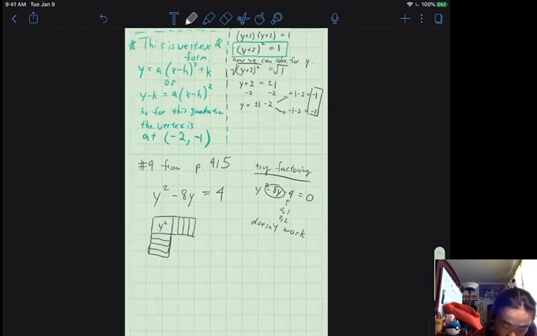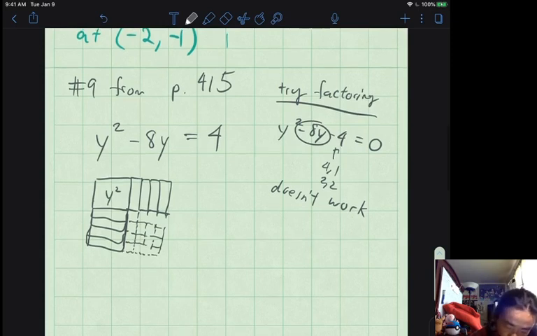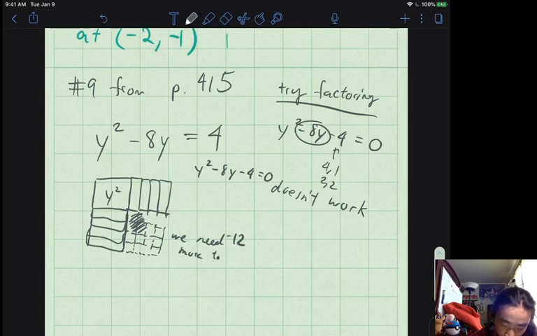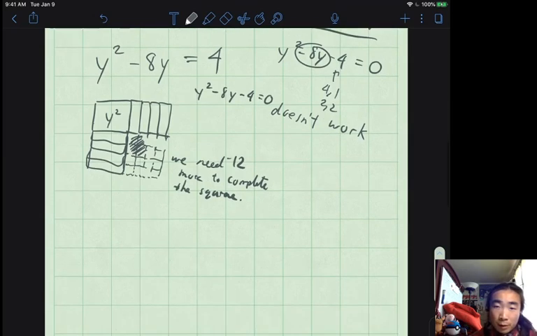So those are all y's, and we notice over here that there should be a total of 4 by 4, or 16 ones. Okay? And right now, y squared minus 4 equals 0. Right now, we only have 4 of them. We need 12 more to complete the square. Visually, that's what we're going to do with the symbols coming up next.